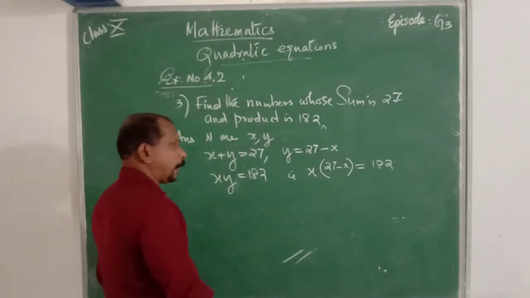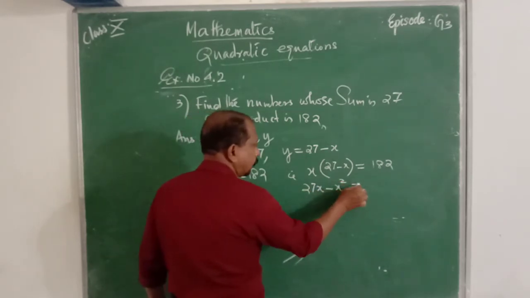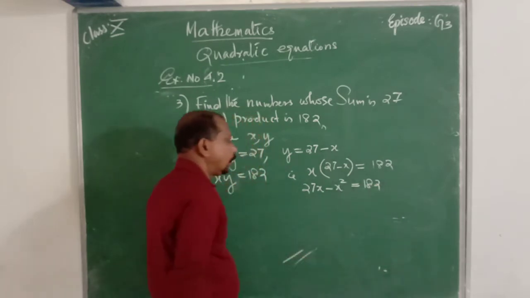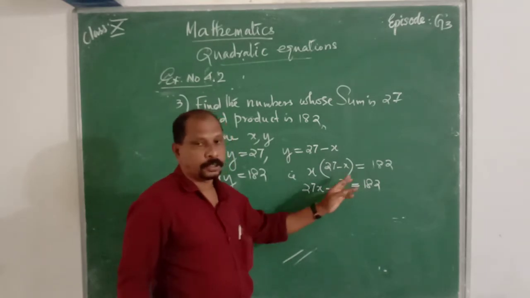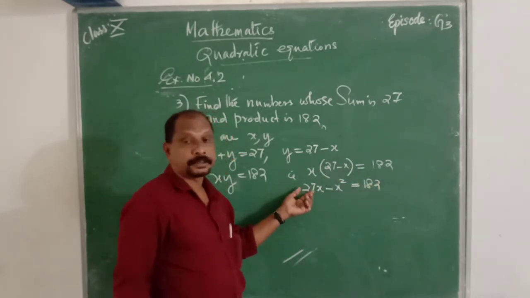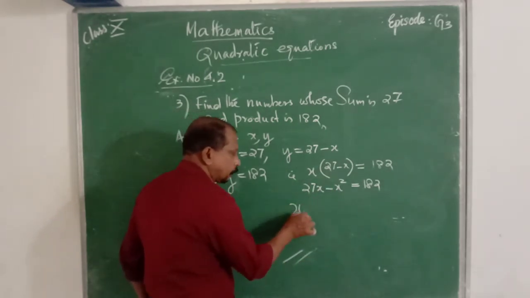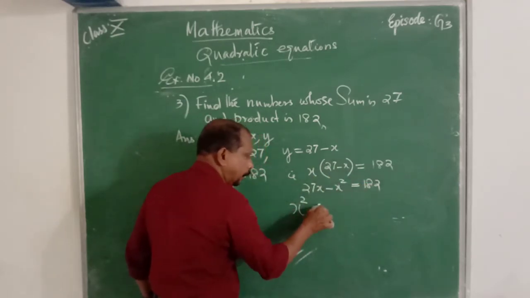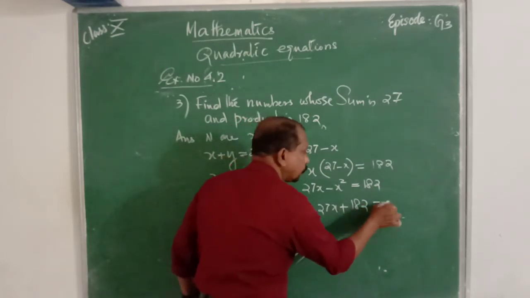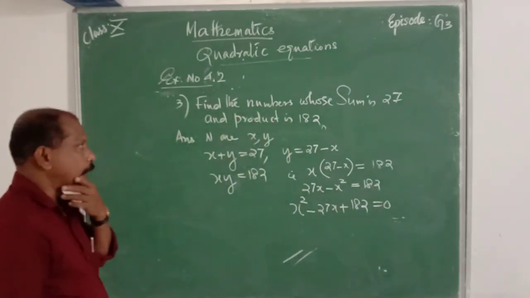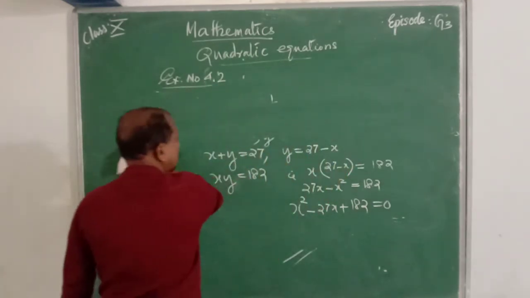Then open the bracket, that is 27x minus x square is equal to 182. That is x square is negative, therefore shifting to the right. Therefore minus x square is reduced to x square. 27x shifting to right means it is minus 27x. Therefore x square minus 27x plus 182 is equal to 0. This is the quadratic equation. Okay. Then solve that equation.